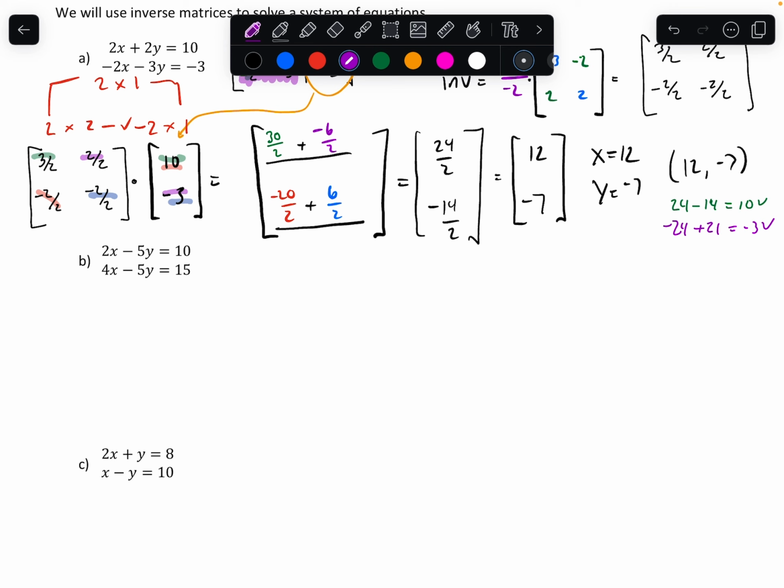So first thing I want to do is rewrite my system of equations as an augmented matrix. So 2, negative 5, 10, 4, negative 5, 15, vertical line here. And when you're finding the determinant of that, you're just looking at this part here.